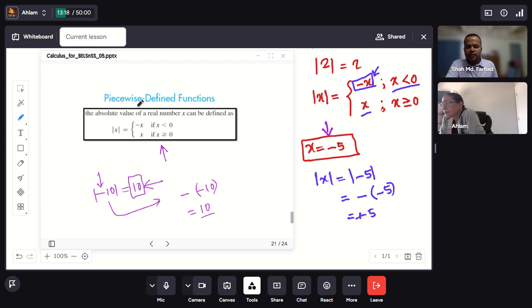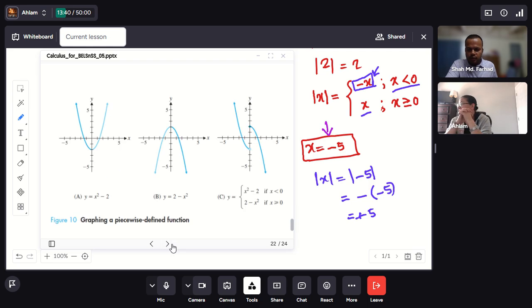That is also called a piecewise function. The function is segregated into two parts. This type of function is called a piecewise function. That means there are some pieces in a function. Let us go for another example.